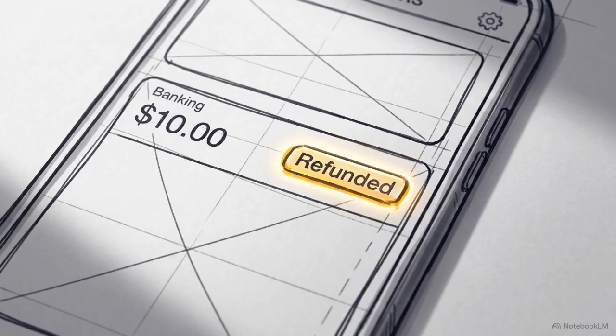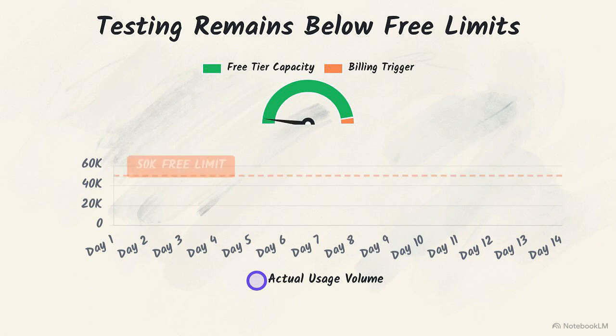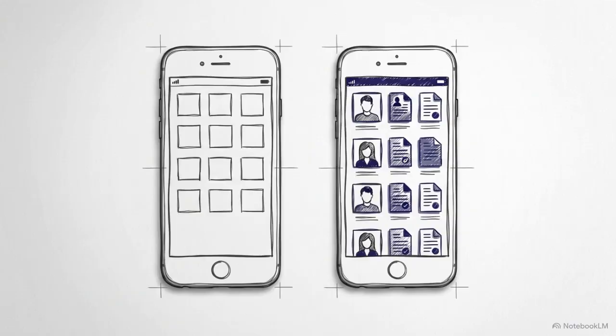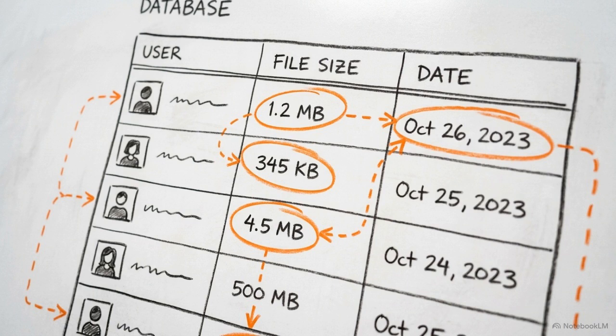This is a refundable authorization hold to verify your payment method, and for a small project like this, the free tier limits are generous enough that you likely won't pay anything during testing. Connecting this backend is what turns a static design into a data-retentive application. Your app can now remember who your users are and store their information permanently.